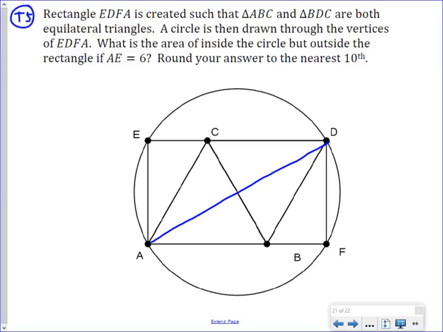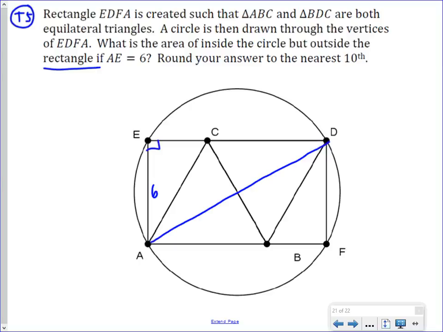Because if you're just trying to find the area inside the circle but outside the rectangle, then you need to find the area of the circle and the rectangle. But if you can find the area of the rectangle, then you can find the area of the circle because the diagonal should be easily found. Okay, so you're given that AE is 6. And the reason why that's the diameter is because any right triangle that's inscribed in a circle always has a hypotenuse that is a diameter. Okay, so we know that's 6.